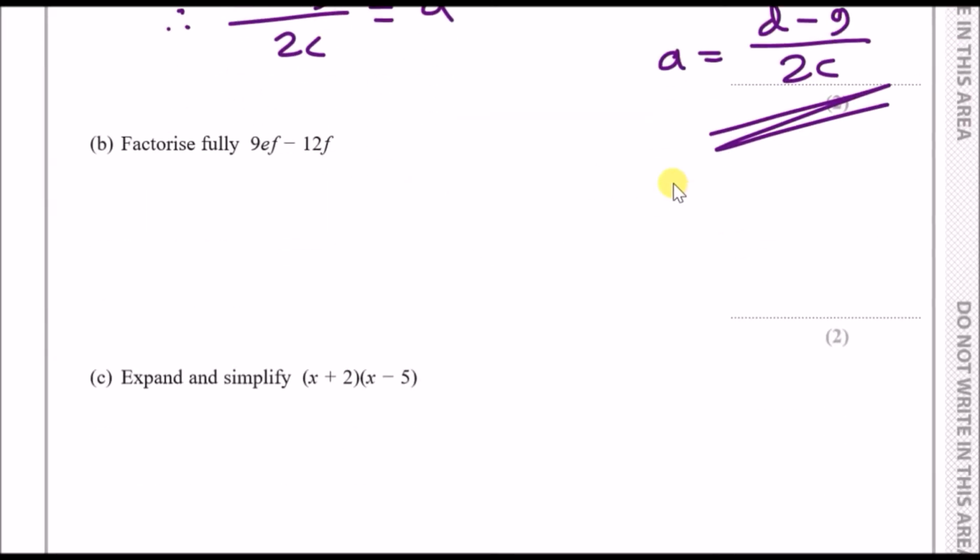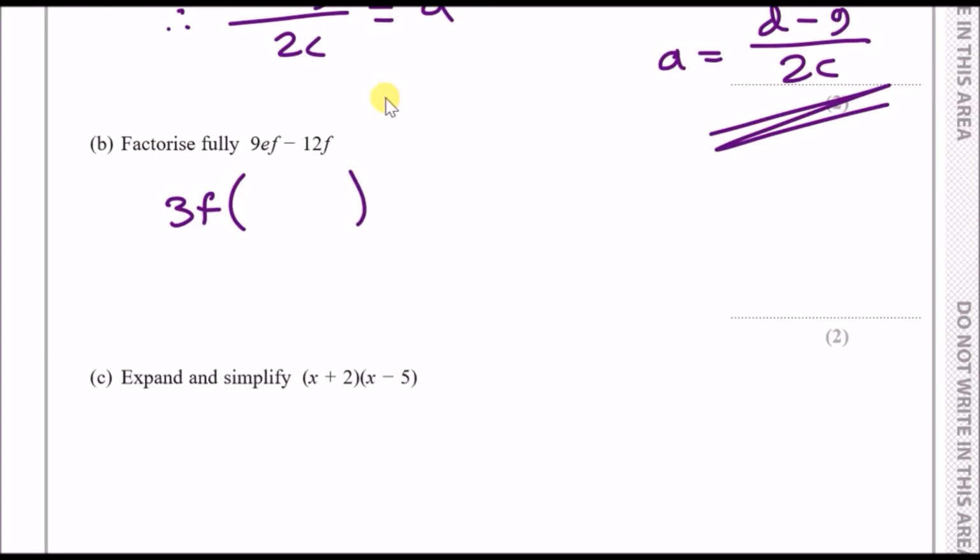Now for part B, we have to factorize fully 9EF minus 12F. So to factorize, it essentially means you have to divide both of these terms by common factors, yeah? Numbers and letters, by the way. So for the numbers, we can look at 9 and 12, and we can see that they're both in the 3 times table. So this means we're going to take a 3 outside, some bracket. And now we look at the letters, well, they both have an F. So we can take out F as well. And then we write a bracket like this.